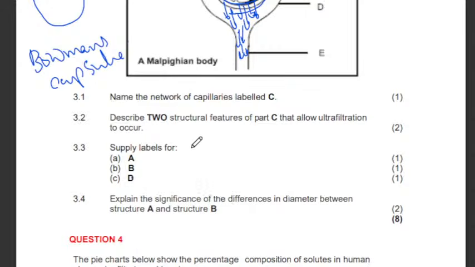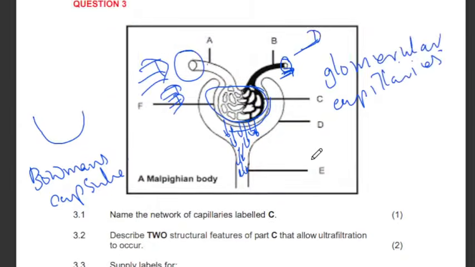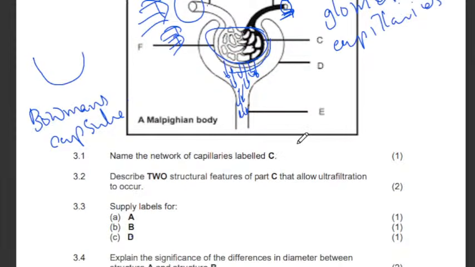Then they are saying describe two structural features of part C. Where is part C? This glomerulus. It means that I skipped a structure. Describe two structural features of part C that allow ultrafiltration. I talked about the thin membrane, one layer thick.